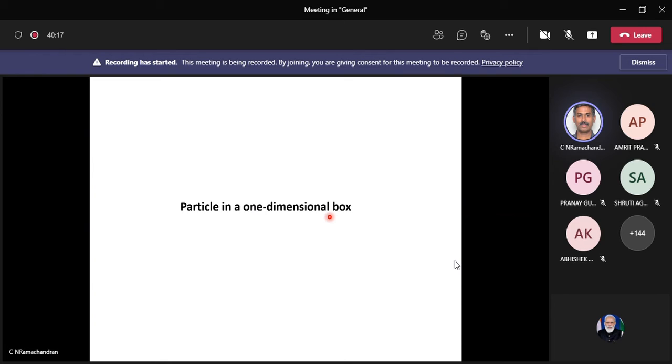In quantum mechanics, we will have different model systems. Again, please remember, I will be discussing model systems. Model systems are not real systems, but still these model systems are so powerful that they can easily correlate with the real systems. Particle in a one-dimensional box is a model system, and we will have some real systems that we can connect to this one.